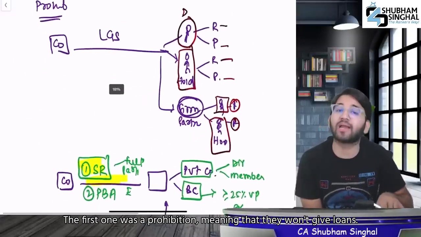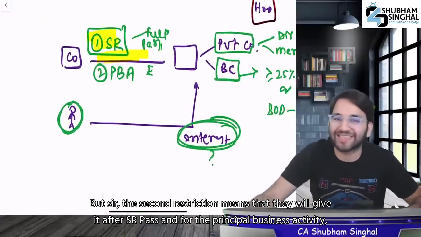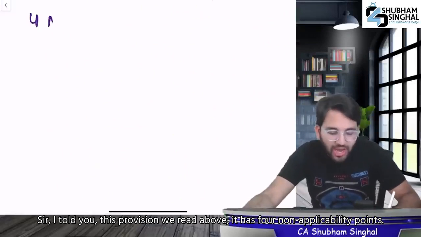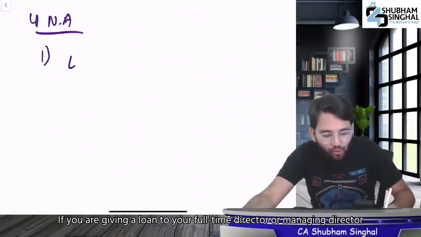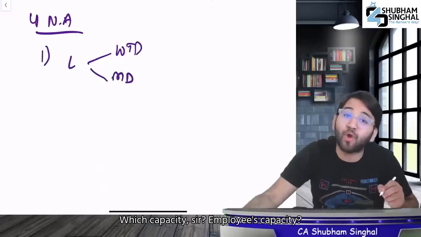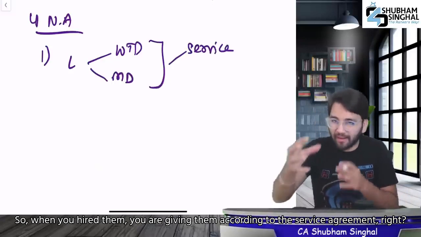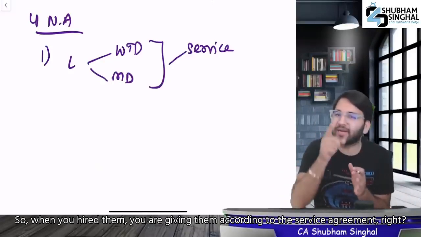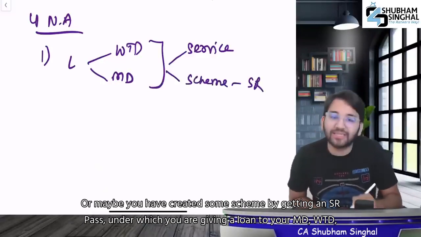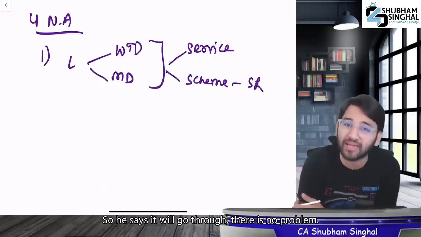The first one was prohibition, meaning they won't give loans. The second restriction means they will pass an SR and give it for the principal business activity. I told you, this provision we read above has 4 non-applicability points. First, if you are giving a loan to your full-time director or managing director, in their capacity as employees, according to their service agreement given when you hired them, or under some scheme passed by SR under which you give loans to MD, WTD, the law says it will work, there is no problem.